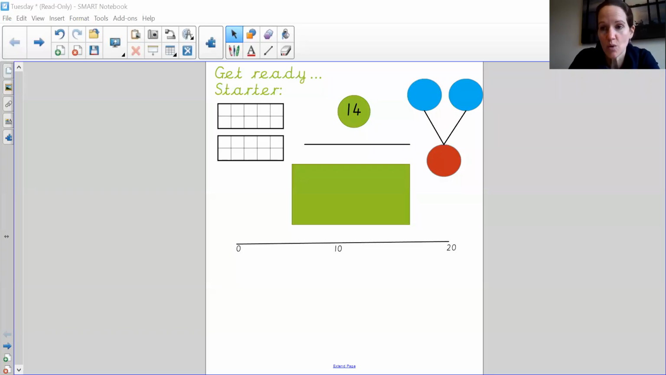So here we have your starter. I'd like you to pause the video, and our magic number is 14. I want you to show me using tens frames how to write the number 14. Can you write the number 14? Can you do your part whole model for 14? Can you use tens and ones to do 14? And can you fill in a number line for 14? So pause the video, and once you've answered all of that, then you can hit play and I will give you the answers. Okay? So here are the answers.